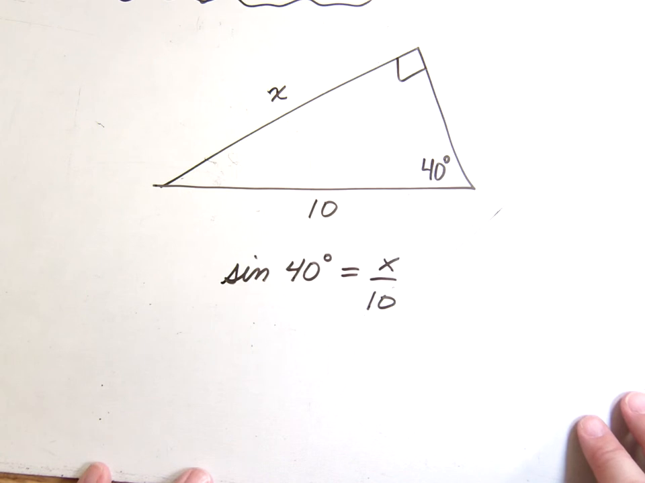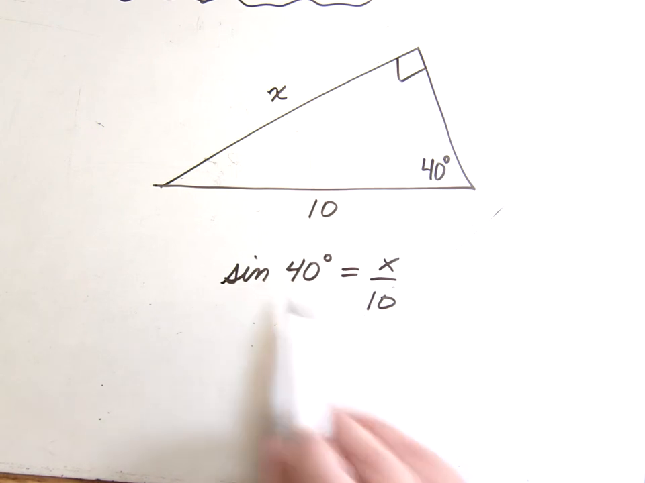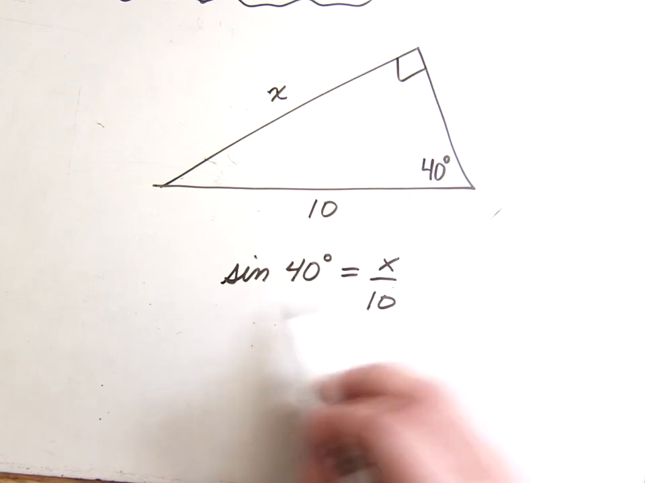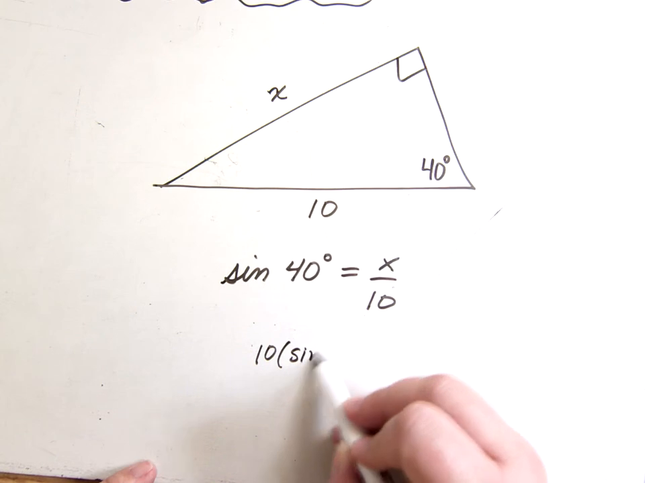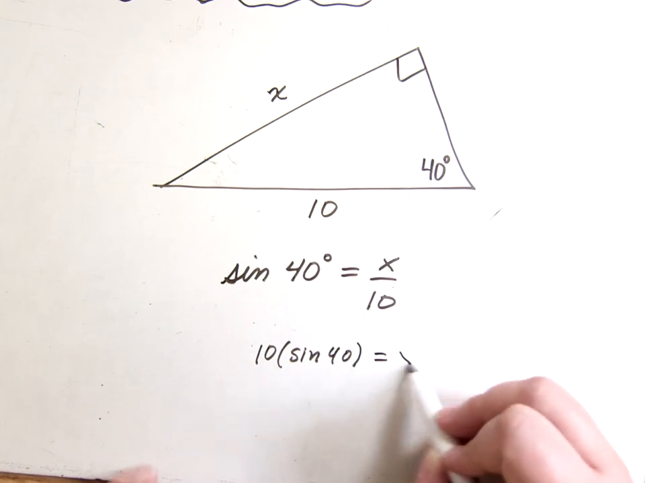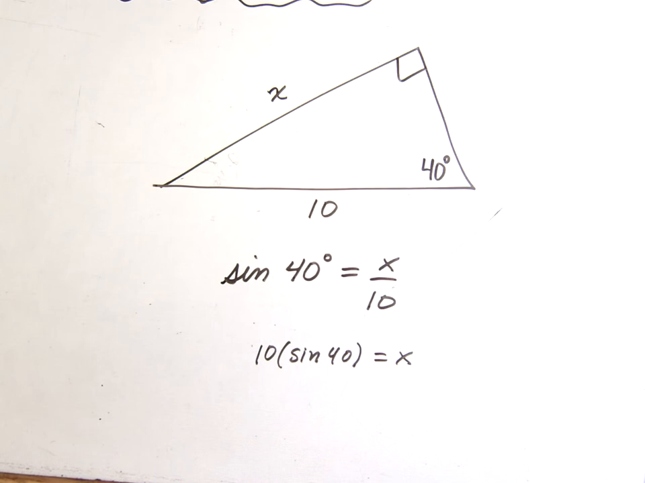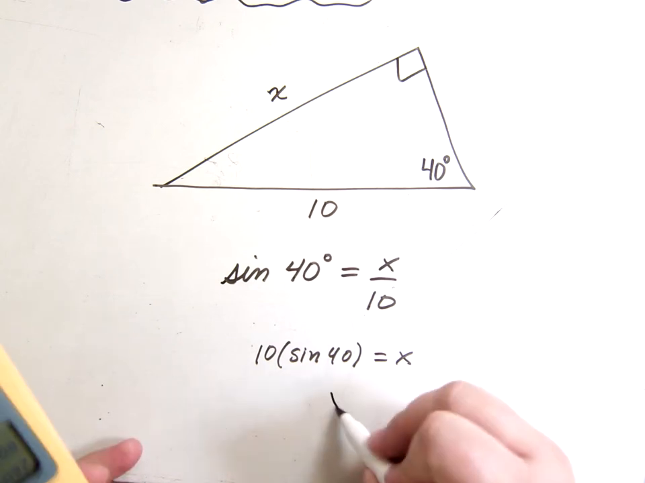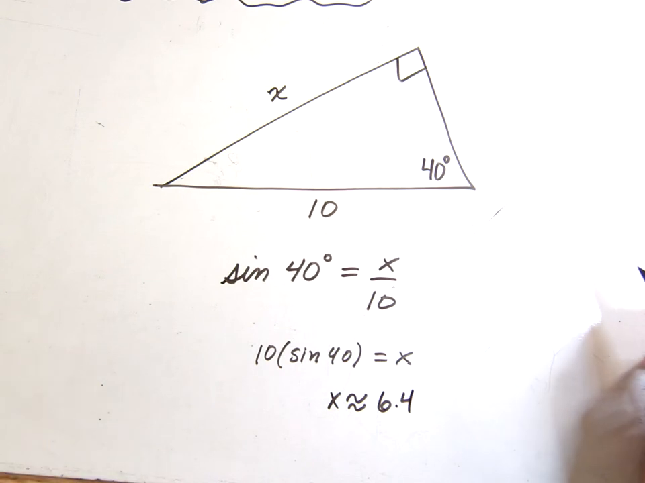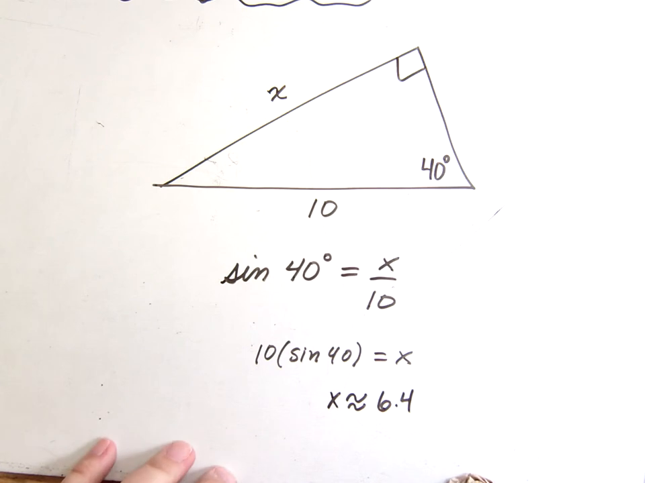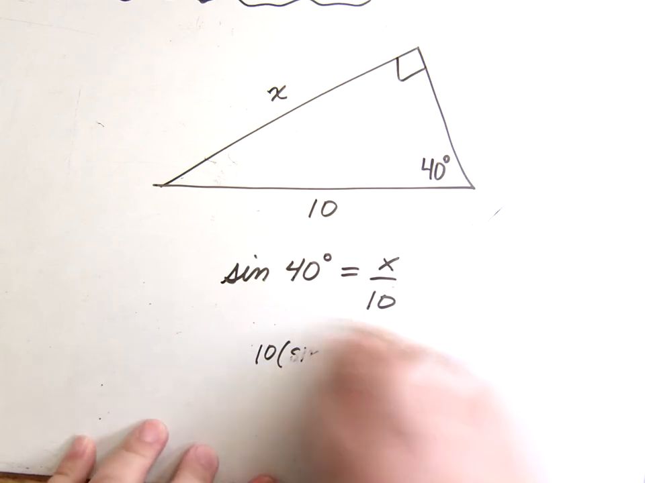So to isolate my variable this time, I'm not trying to get the sine away from the angle. I can just cross multiply. This is what I've been doing. So when I cross multiply, I get 10 times sine of 40 equals X. So 10 times sine of 40 gives me 6.43. Let's just call it 6.4. So X is about 6.4. What that means is the sine of 40 degrees is about 6.4 divided by 10.